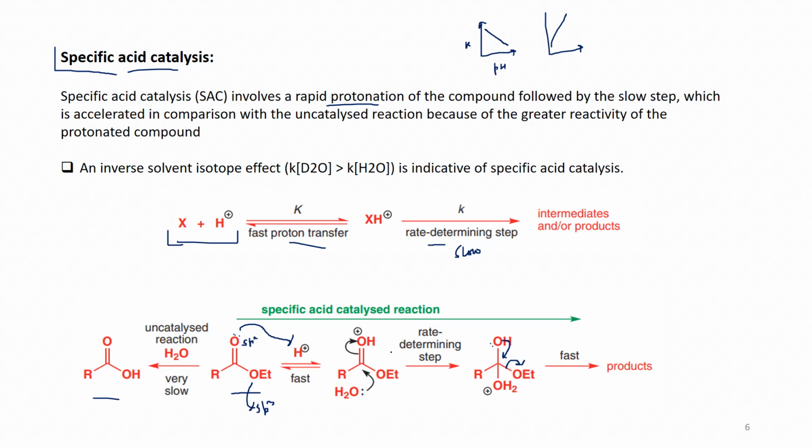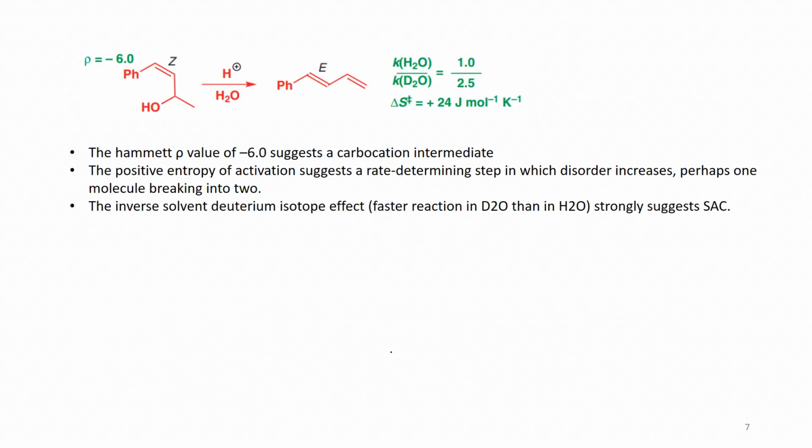So this is the specific acid catalyzed reaction. This is the mechanism of a specific acid catalyzed reaction. In case of a specific acid catalyzed reaction, first you have to protonate the substrate, and after that the reaction will follow up. So let's talk about an example. They have given one allylic alcohol, and under acid catalysis this forms a trans diene.